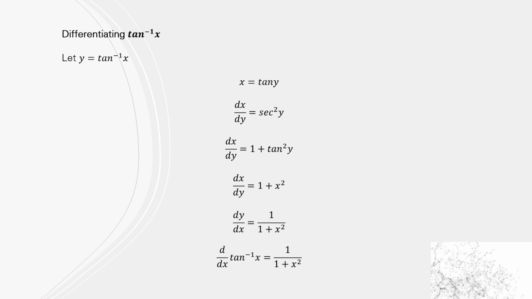Now the derivative of tan minus 1. So do the inverse, x equals tan y. The derivative of tan is sec squared, and we know that 1 plus tan squared is sec squared, so dx/dy is 1 plus tan squared y. That makes dx/dy equal to 1 plus x squared. Flipping that, you get 1 over 1 plus x squared. So the derivative of tan minus 1 of x is 1 over 1 plus x squared.